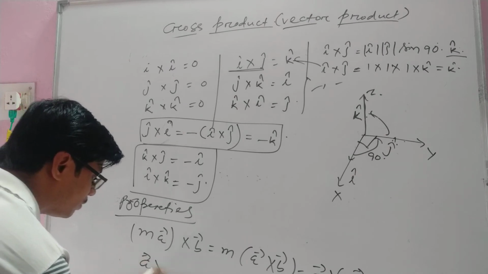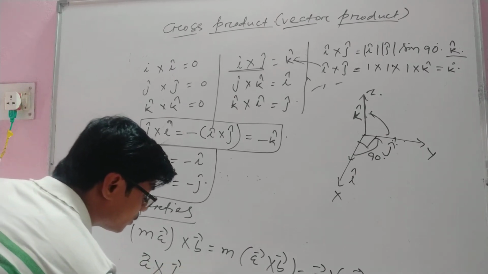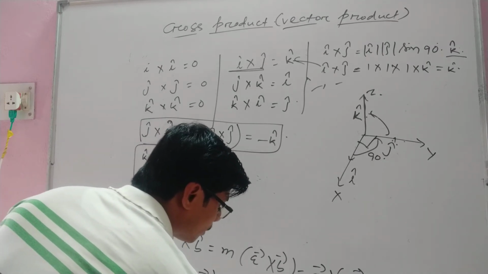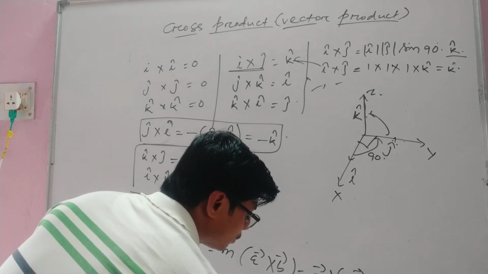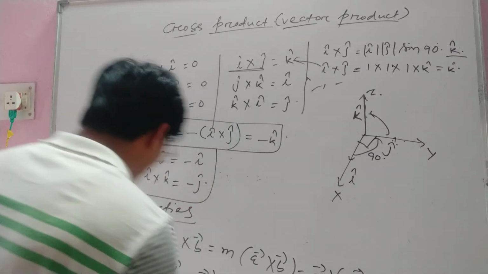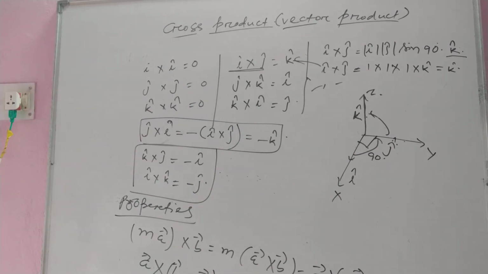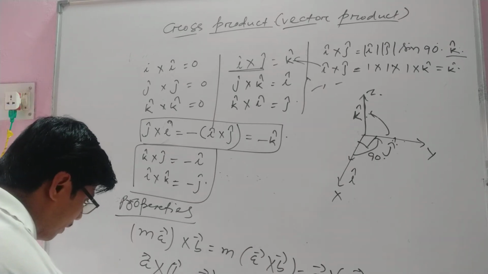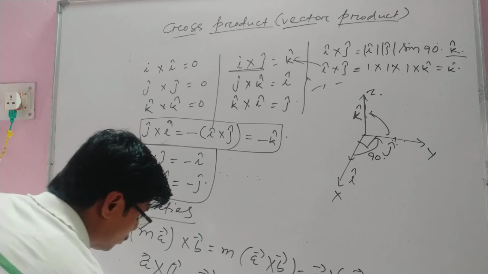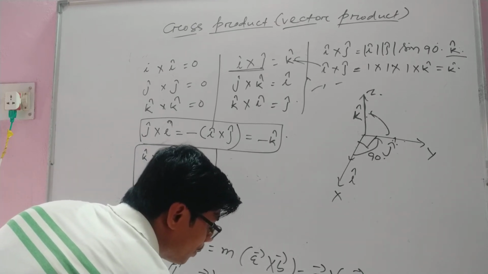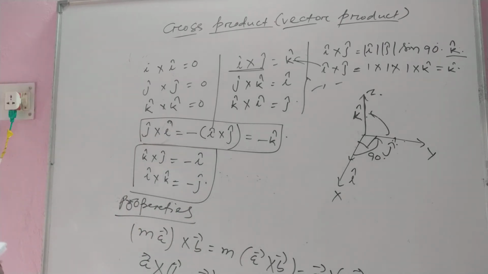Again, the distributive law: a cross (b plus c) vector, so we can write a cross b vector plus a cross c vector. We cannot change the order. Distributive law is satisfied, or (a plus b) cross c vector is equal to a cross c vector plus b cross c vector. Okay.